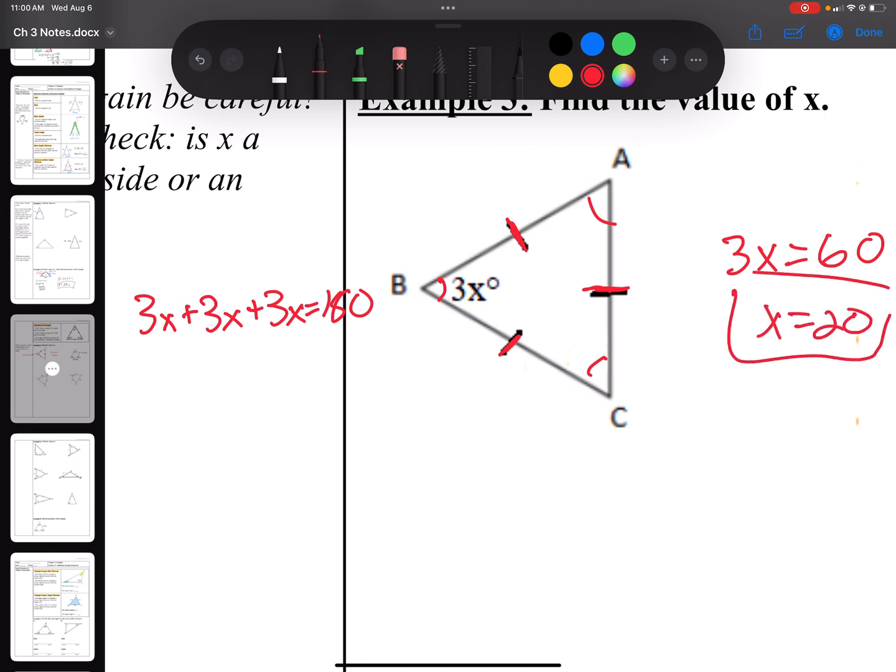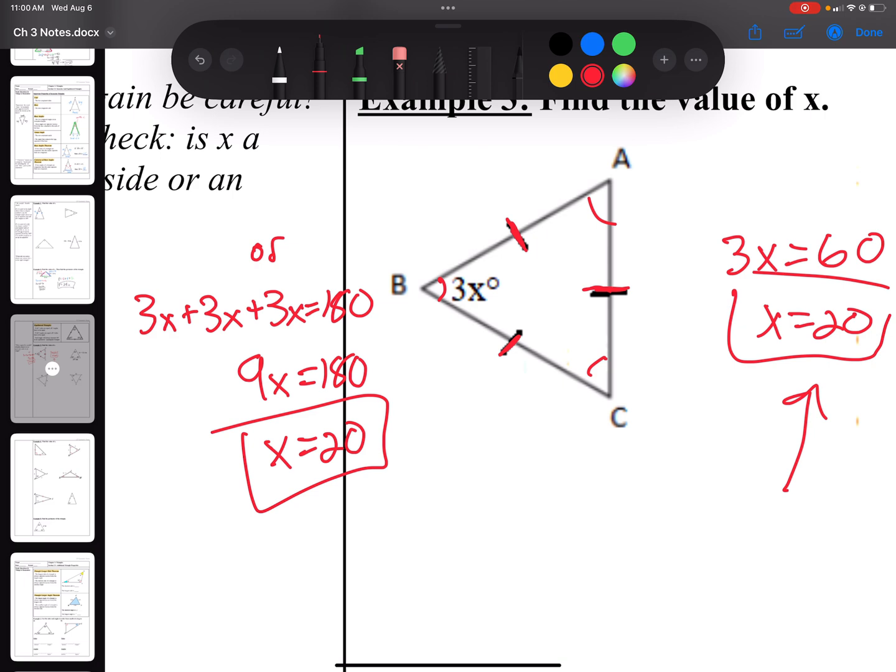Now, if you wanted to do it the long way, that's fine as well. You can add the 3x plus 3x plus 3x and get 9x, and you'll wind up with the same answer in the end. It's really up to you which way you do it. You don't have to do it both ways. Whatever way makes more sense in your brain. If you want to use the shortcut here, use the shortcut. If not, the left equation is fine as well.